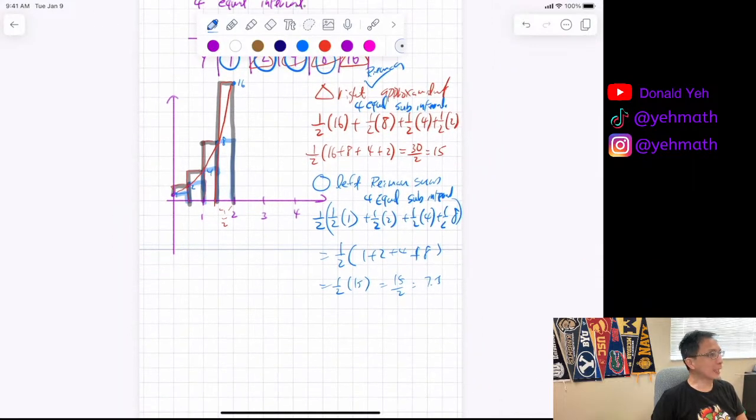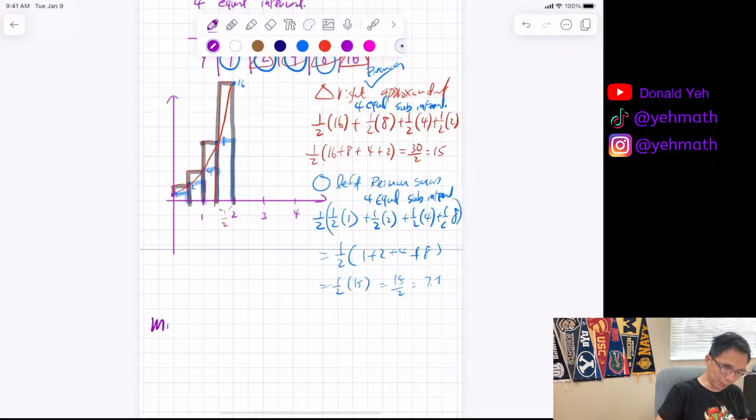Right now, I'm gonna use the midpoint rule. But not only that, I'm not gonna use 4 sub-intervals. I'm just gonna use 2. What is a midpoint rule? So we're gonna use midpoint rule with 2 equal intervals.